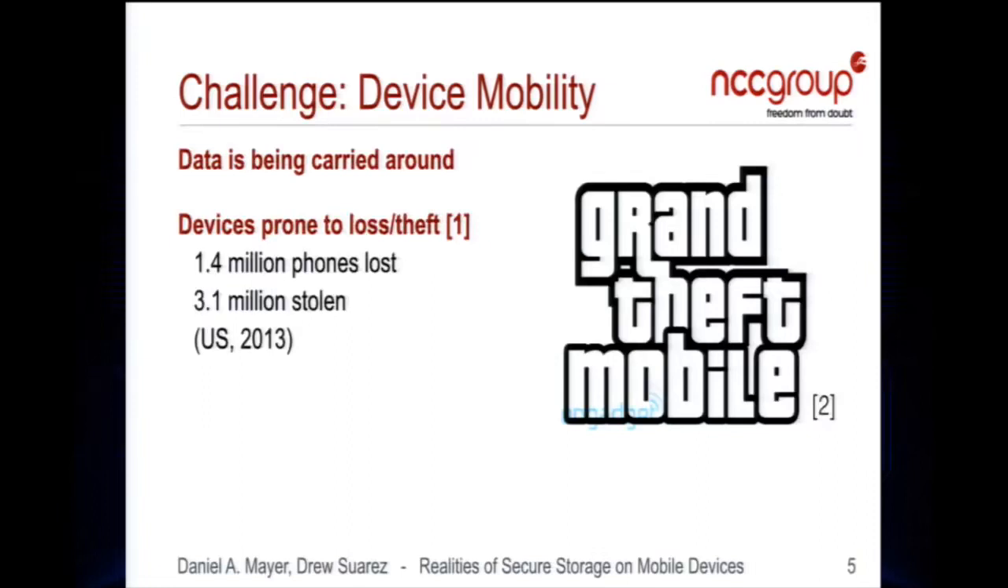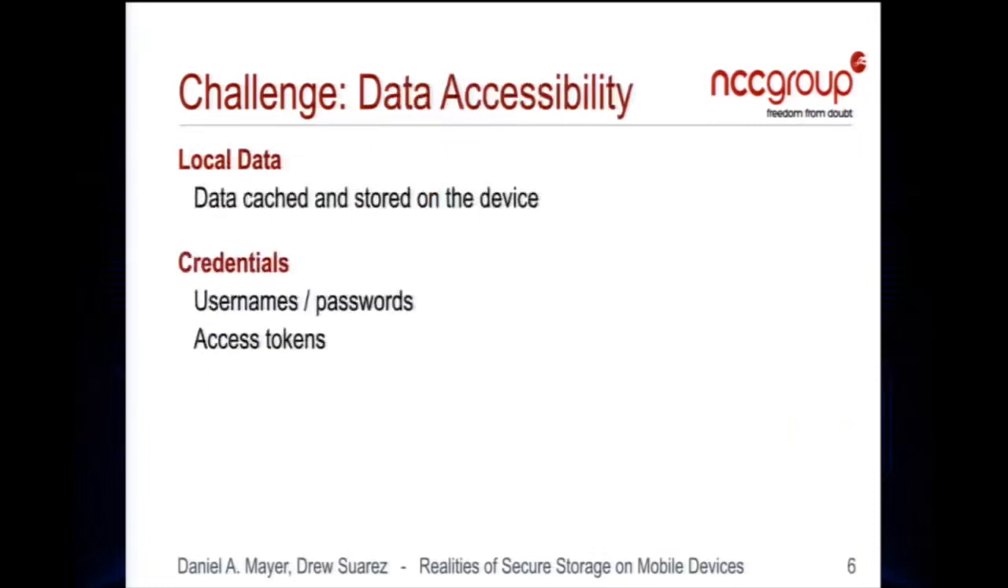So you need to protect it on the device somehow, but at the same time, we obviously need to enable people to use it and have data accessible on those devices. So we have either locally cached data from an application, which we need to have accessible offline or to get quicker access to, or at the very least, there's some sort of access token or credentials which are cached so that you don't have to log into every service every time you open an app.